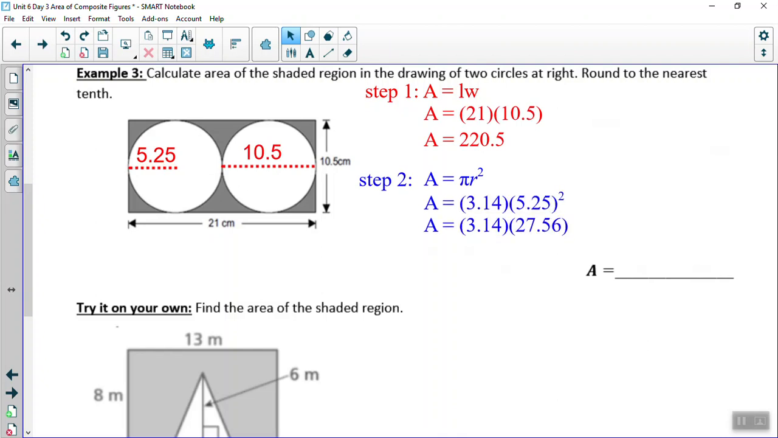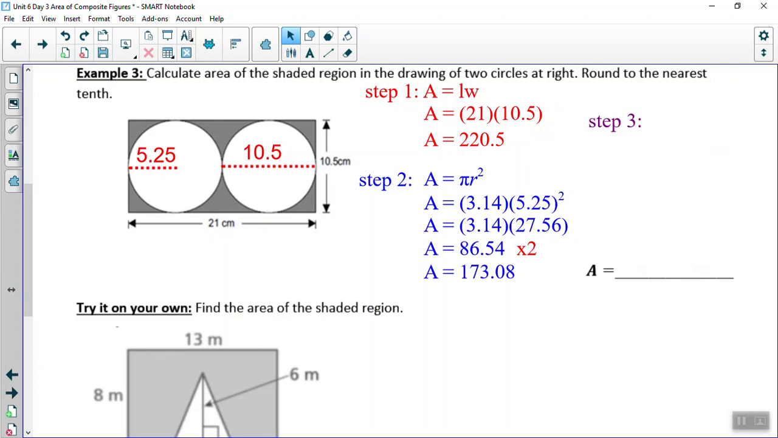I'm going to evaluate my exponent and then multiply those two together. Now, we actually have 2 circles here. So this time, this is the area of 1 circle. I want the area of 2. So I need to multiply by 2. And we get a total area for our circles as 173.08.